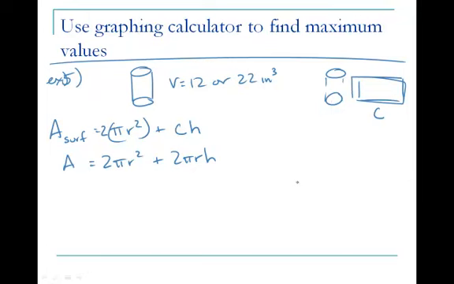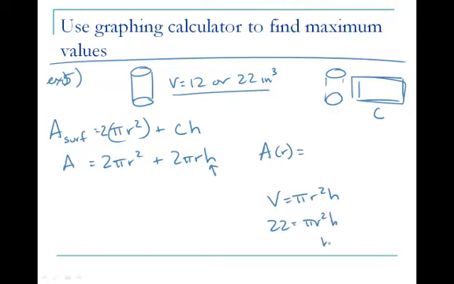Now, I want to find out how much this area is going to be, and I want it in terms of radius. So I want A of r. My problem is this little h here. This h is in the way. I need to get just r's here. So let's talk about volume. Volume of a cylinder is pi r squared h. In this case, the volume is 22. Therefore, h is 22 over pi r squared.